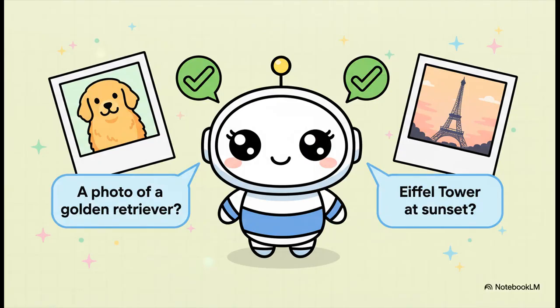Okay, so picture this. What if you could show an AI a picture and just ask it, in plain English, hey, is this a photo of a golden retriever? Or is this the Eiffel Tower at sunset? And it could actually give you the right answer, even if it had never been specifically taught what a golden retriever or the Eiffel Tower was before. That's the kind of magic we're talking about today.